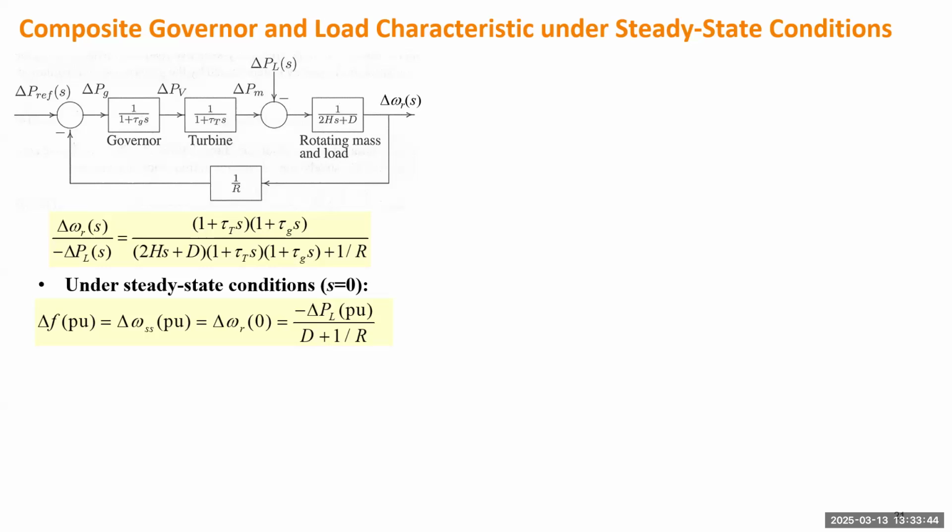Delta omega SS will be the steady state frequency, which means originally the rotor speed, to plug in the S with 0 value. So basically we make every item multiplying S be 0. So finally, this is the steady state frequency. We already derived this formula.